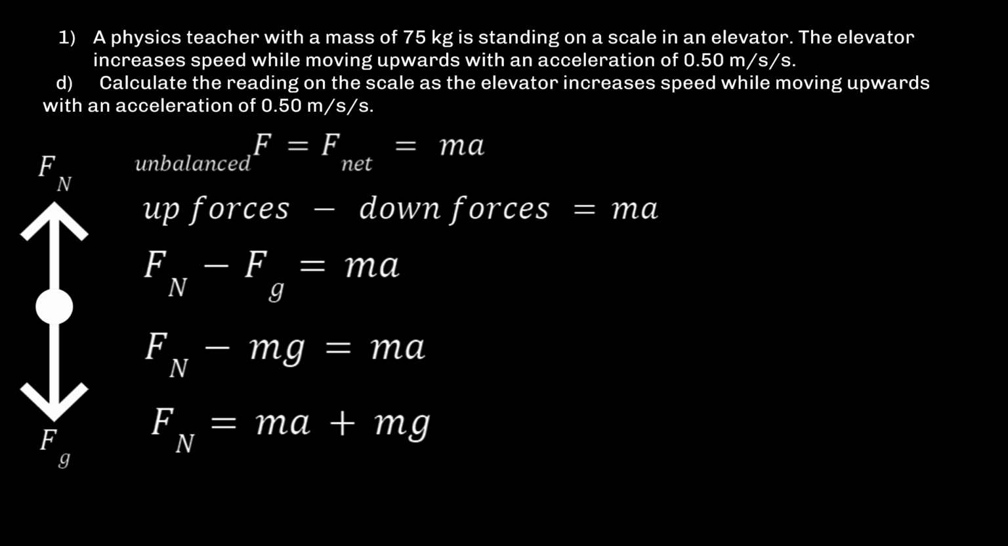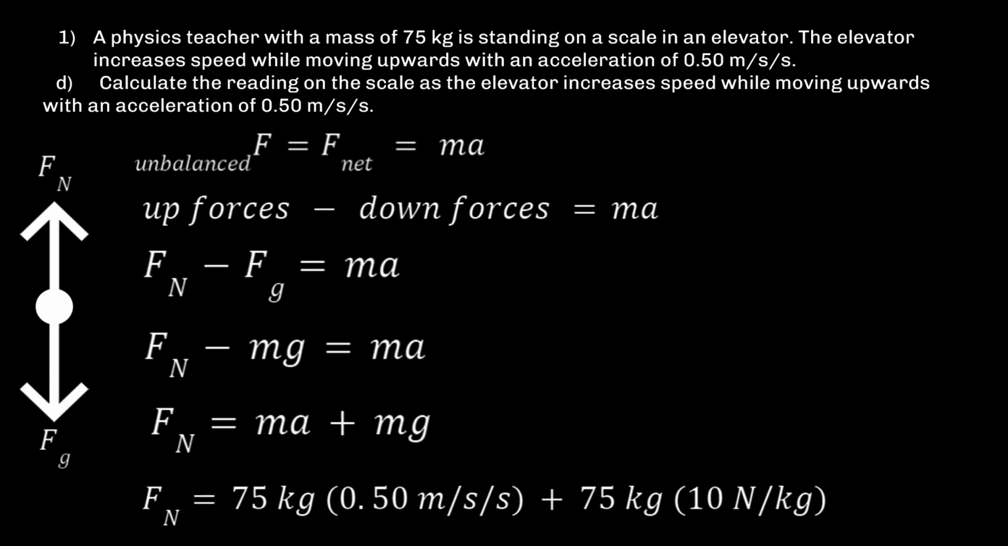So for this, my normal force, or the reading on the scale, is equal to the mass of the physics teacher, which is 75 kilograms, times my acceleration, which is given to me as 0.50 meters per second per second. Then I'm going to add on again the mass of the physics teacher times g. g is again 10 newtons per kilogram. So I can plug this all in: normal force, the force of the scale, is equal to 75 kilograms times my acceleration, plus 75 kilograms times the gravitational field strength. Now all you're going to do is plug this into your calculator.